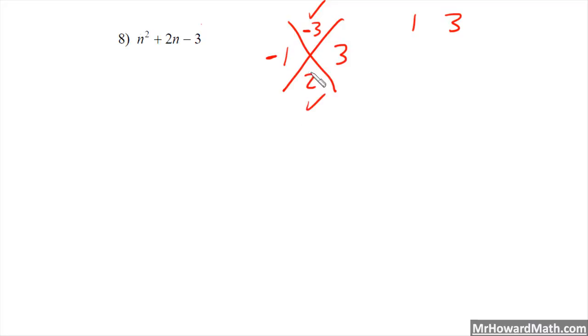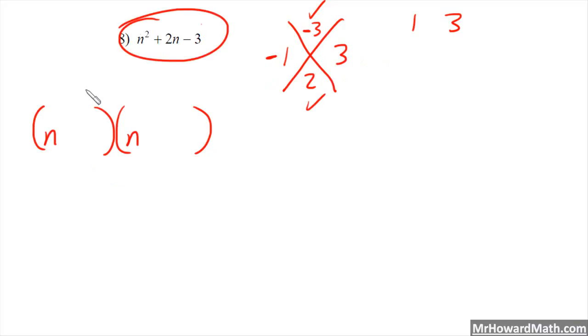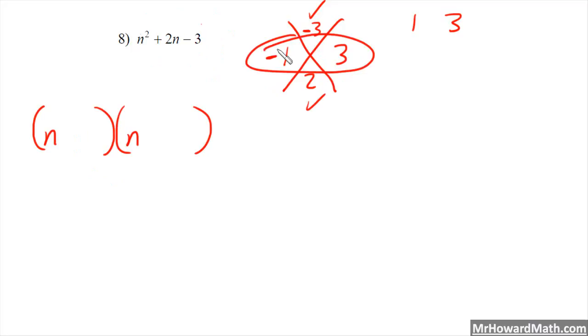So that's it. That's the combination, negative 1 and 3. So I put my parentheses here. I put my n first in both of them. That's always going to be the case when the leading coefficient is 1. And then, now that I've identified these numbers, I put those in the parentheses. So subtract 1 plus 3.